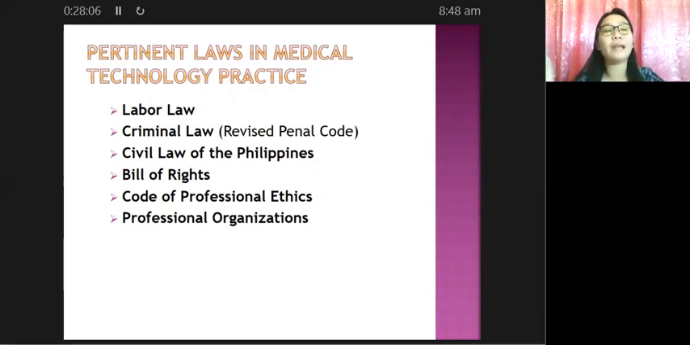Take note that the labor law determines all employment practices and labor relations in the Philippines. Since we will become part of the labor force of the Philippines, we are under the labor law. Examples would be the benefits of being an employee, being a medical technologist in the future, and so on and so forth.